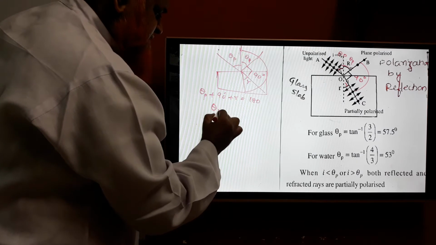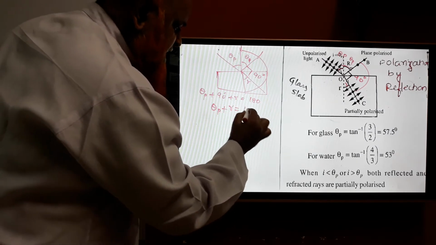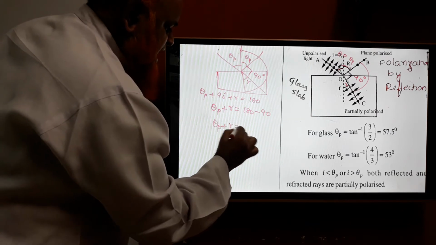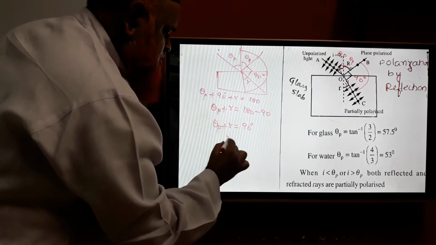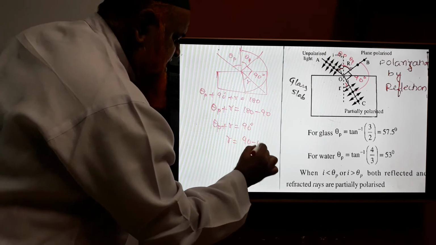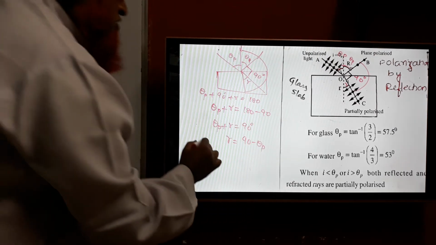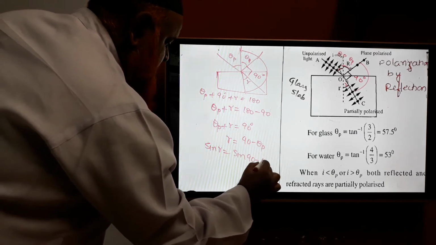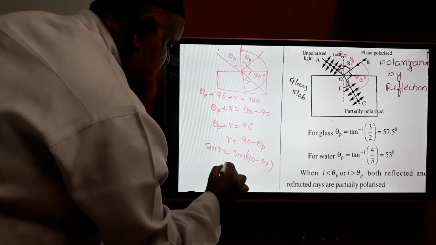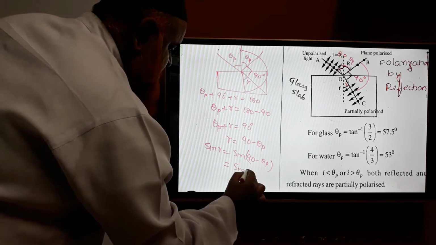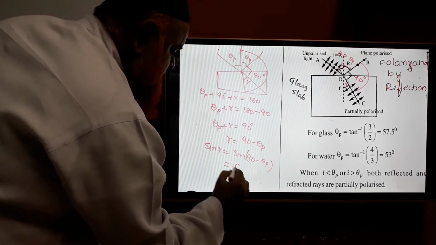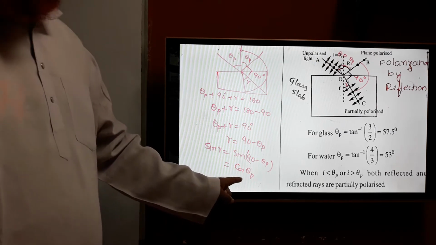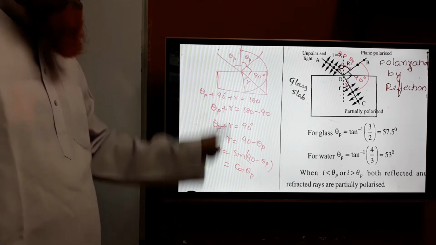So with this you will understand that theta p plus r is equal to 180 minus 90. So theta p plus r is equal to 90 degrees. So r can be written as 90 minus theta p. So if you consider sin r, you can write sin of 90 minus theta p. This is cos theta p. So sin r can be converted into cos theta p here. I think you understood this process.